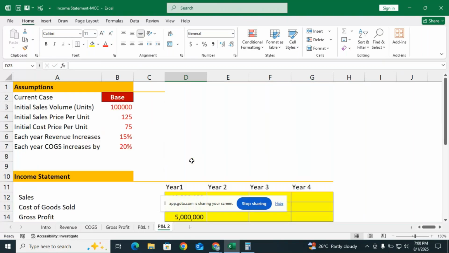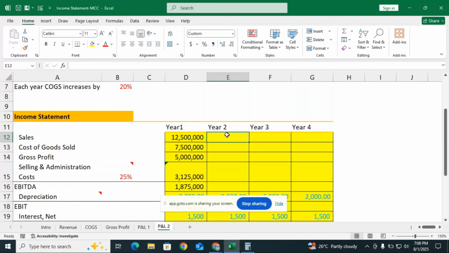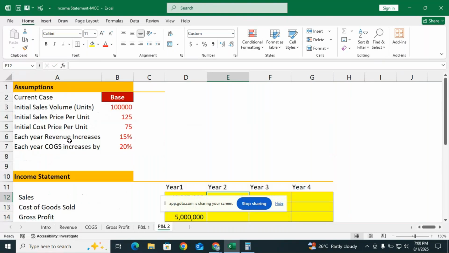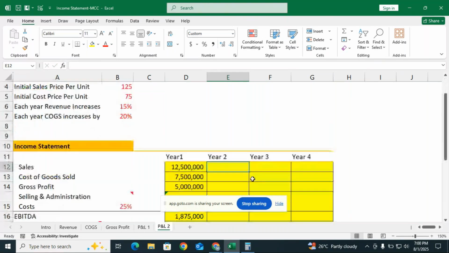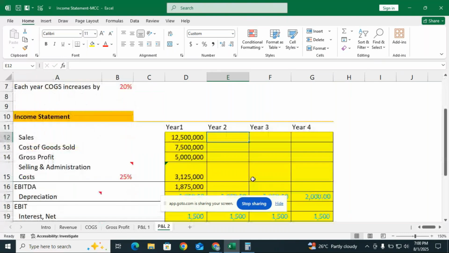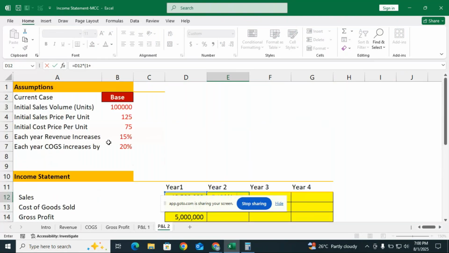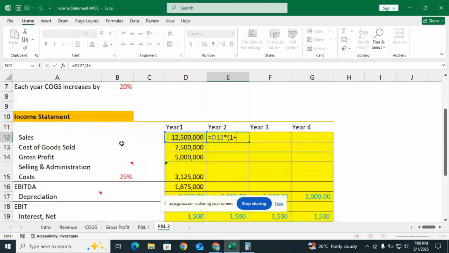for the first year. Now for the second year, what has been given here? For each year, revenue increases by 15%. So what you're going to do here is revenue into 1 plus the increase, which is 15%. So this is much.